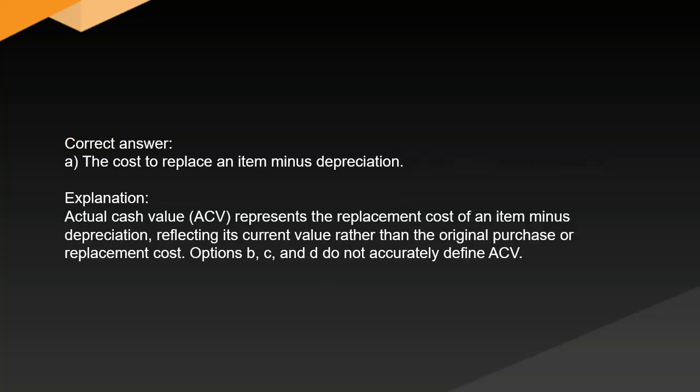Correct answer. A. The cost to replace an item minus depreciation. Explanation. Actual cash value, ACV, represents the replacement cost of an item minus depreciation, reflecting its current value rather than the original purchase or replacement cost. Options B, C, and D do not accurately define ACV.